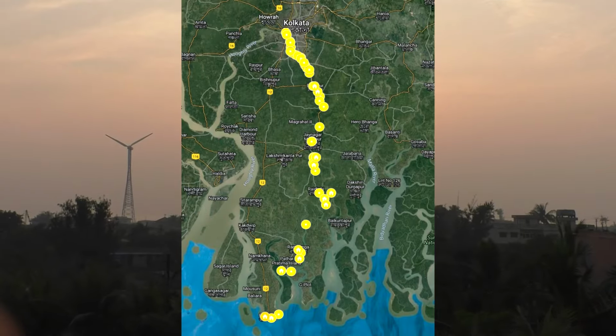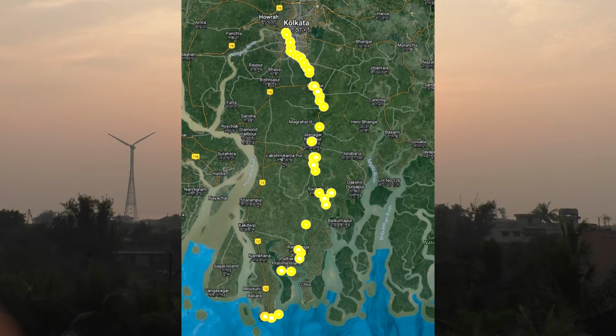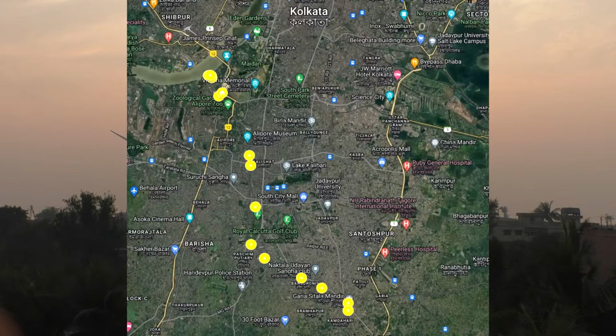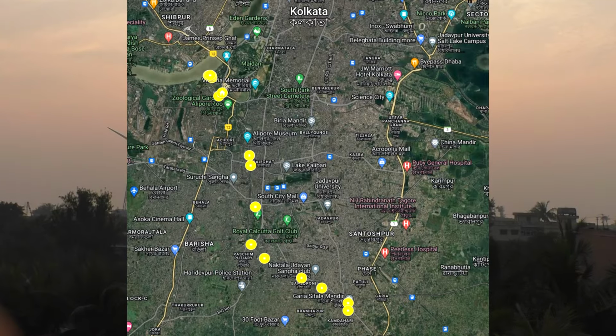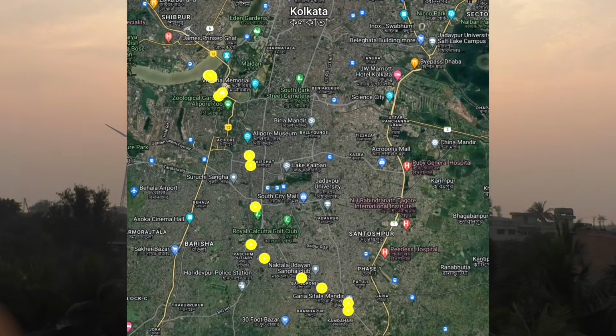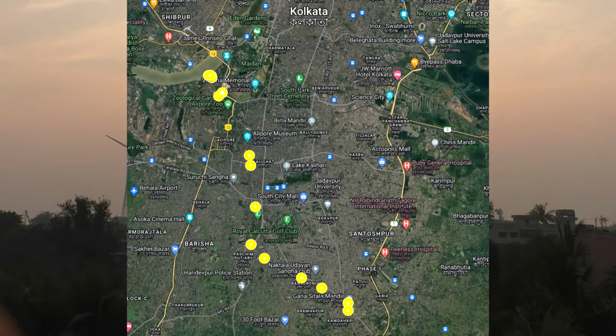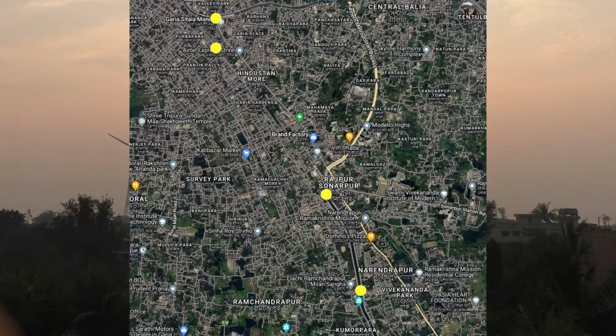To recap on the map, the whole journey may be divided into 5 sections. The first is Hastings to Goria, about 15 kilometers of journey. Thanks to William Tolly and Warren Hastings, this river stretch still exists, although partially destroyed by encroachments, pollution and metro rail pillars. Next is Goria to Narendrapur, about 5 kilometers.